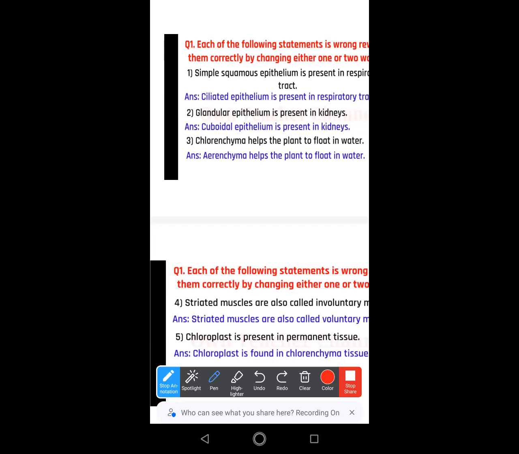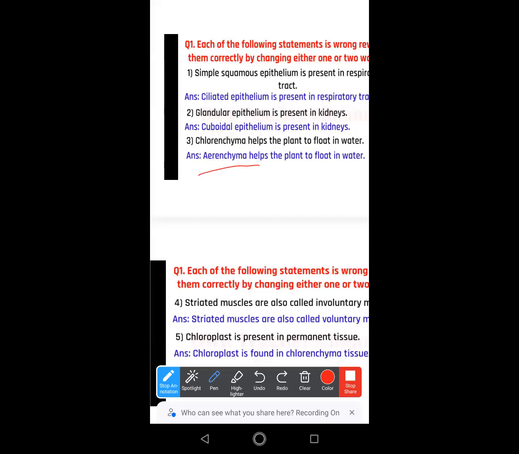Okay. Next, third question. Chlorenchyma helps the plants to float in water. Chlorenchyma. Okay. This is the wrong word. Chlorenchyma does not help the plant to float in water. This is the wrong word that we have to correct. Okay, chlorenchyma is wrong. What is the correct one?